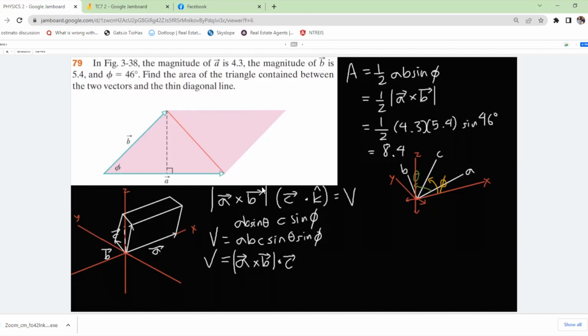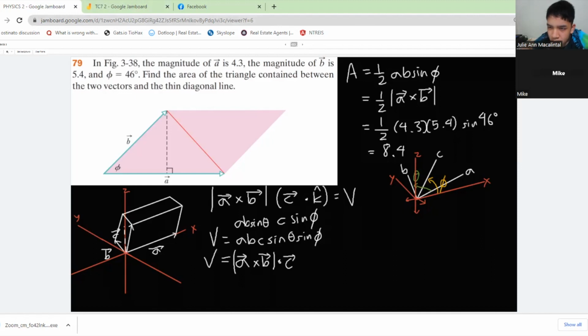Kung gusto natin makuha yung, kaya nagkakanda loko-loko kasi yung phi is actually the angle between the plane containing A and B, and C, di ba? It's not the angle between the vector A, B, and between the A cross B and C. So it's a different thing.